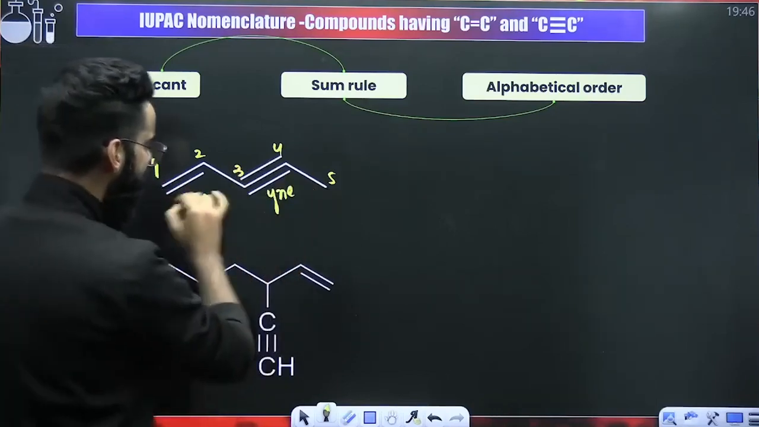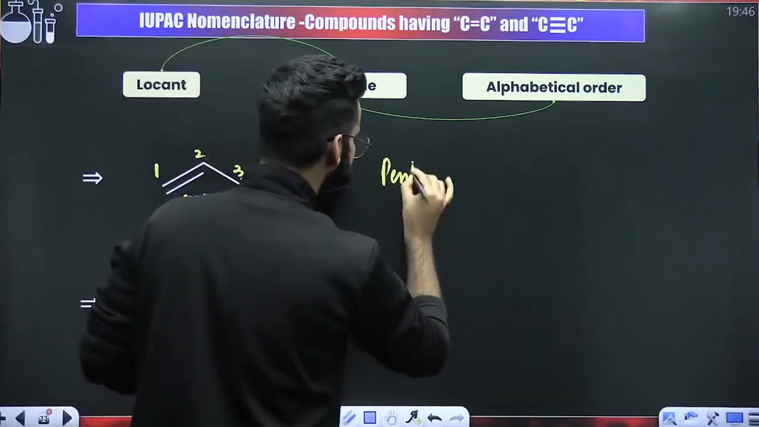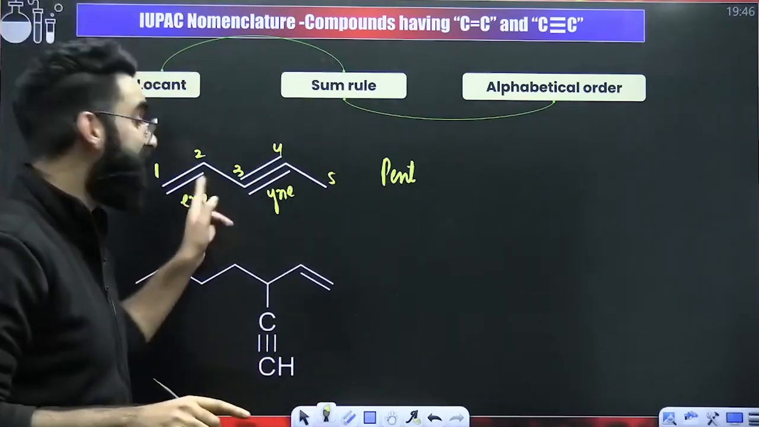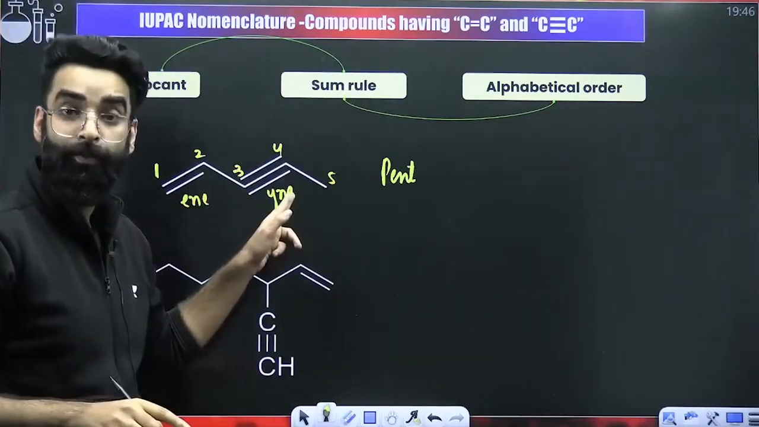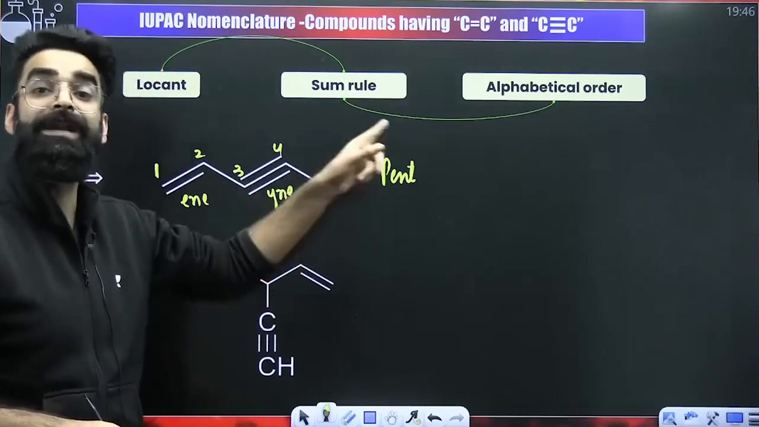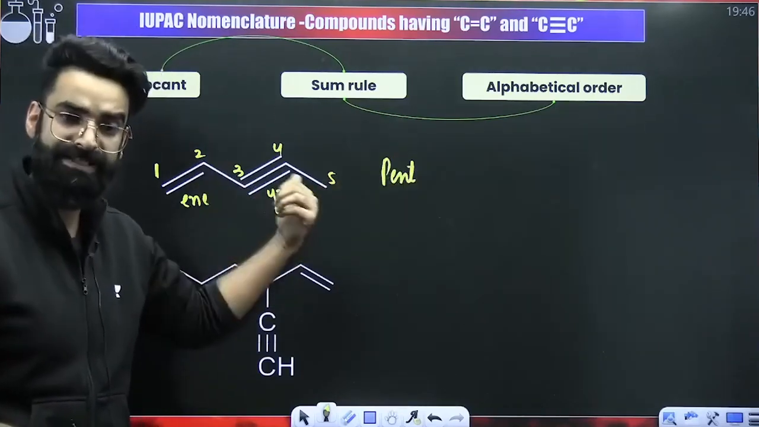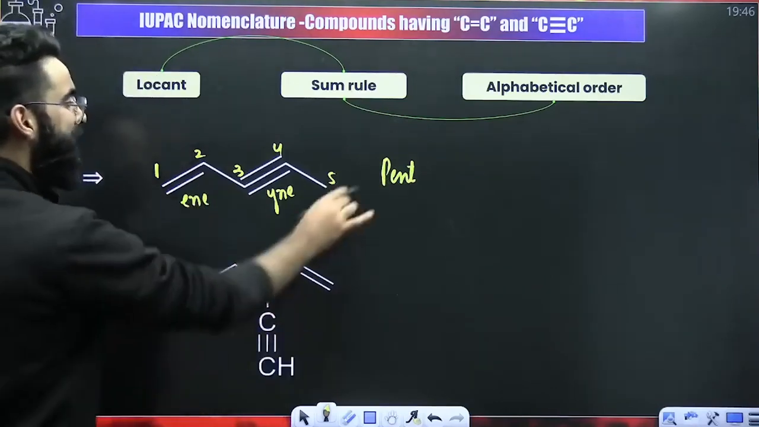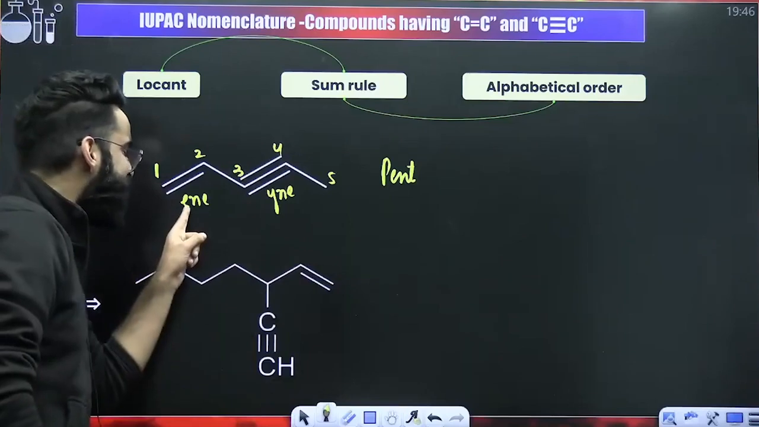Now try to understand. In the main chain, there are 5 carbon atoms, so it's pent. Here you are not going to write penta, because 1 is double, 1 is triple. Either both should be double or both should be triple, then only you will write penta. Here 1 is double, 1 is triple, so no penta here. So it's pent.